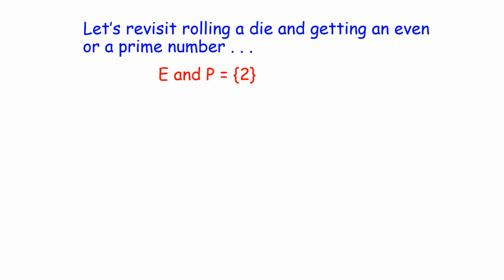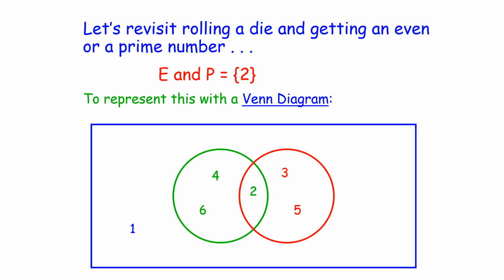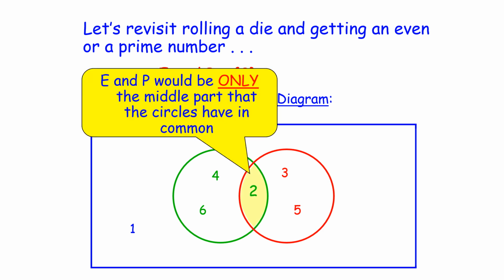So let's come back to our E and P. We have the number 2. We can represent this with a Venn diagram as well. So we have our sample space, we have our even circle and our prime circle, and of course our 1 that is outside, that doesn't belong. Now our E and P would be only the middle part that the circles have in common, hence the number 2.